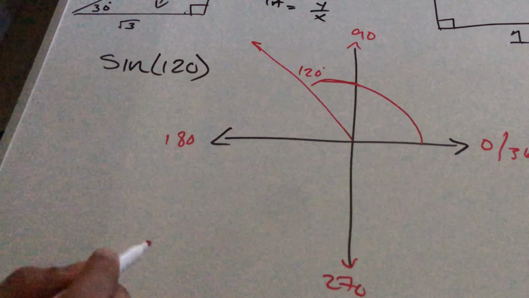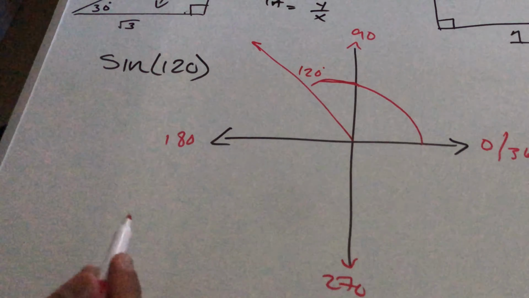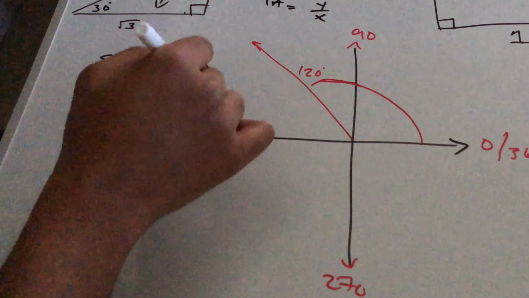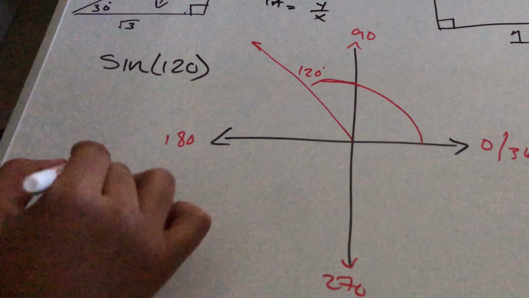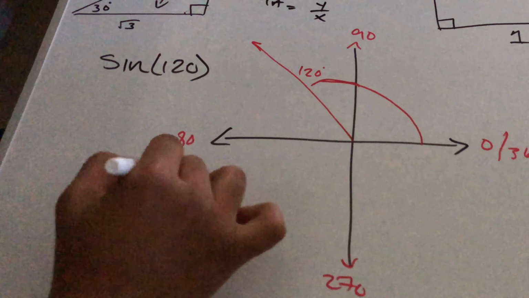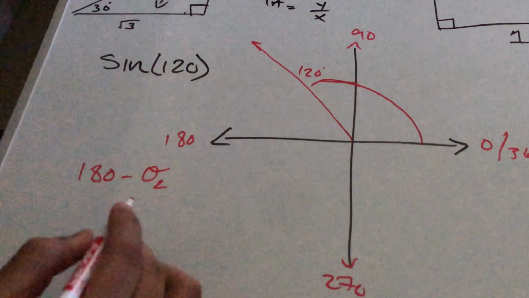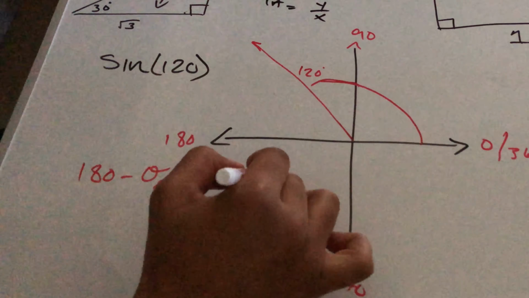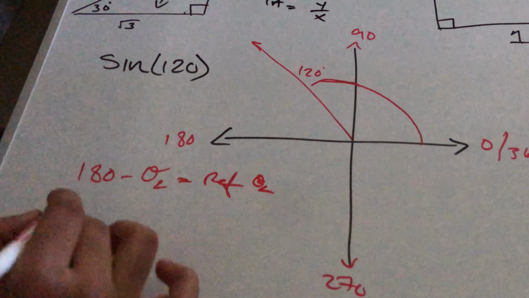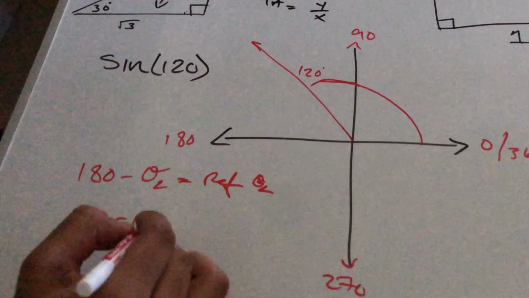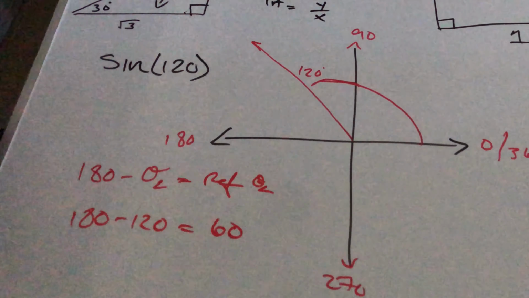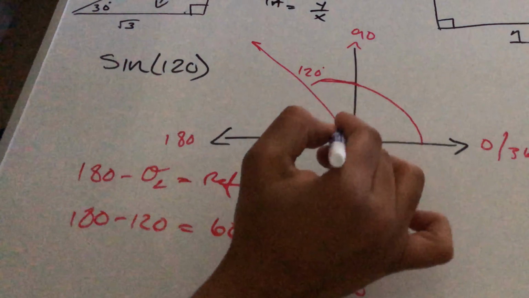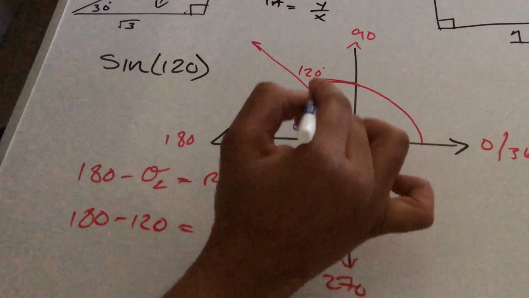Now remember I told you, you have to figure out what your reference angle is, what you're trying to solve for. It's in the second quadrant, so the formula for the second quadrant should be 180 minus the angle in quadrant 2 equals your reference angle. So therefore it should be 180 minus 120 equals 60. So this angle here is a 60-degree angle.